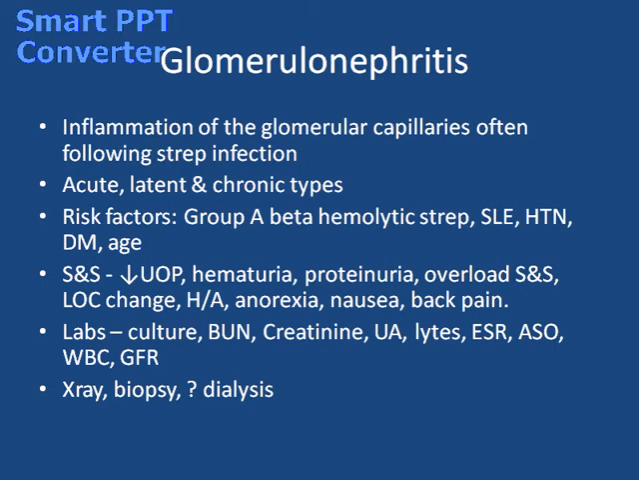So the risk factors that we see are immunological reactions. Primary infection with group A beta hemolytic strep is the most common. So group A beta hemolytic strep infection is the most common cause. And also we will see it with systemic lupus erythematosus, perhaps from vascular injury, like hypertension, or metabolic disease such as diabetes.